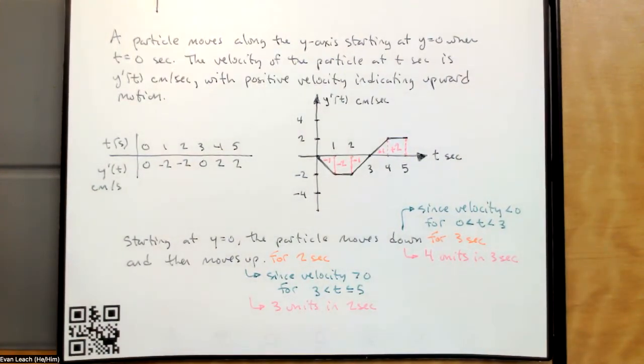So starting off at y = 0, the particle moves down for 3 seconds, a total of 4 units, and then turns around and moves up for 2 seconds for a total of 3 units. So now we know some more stuff. We know that the particle started off at 0. At 3 seconds, the particle was at -4. And then at 5 seconds, the particle was at -1. So we have now included position information.